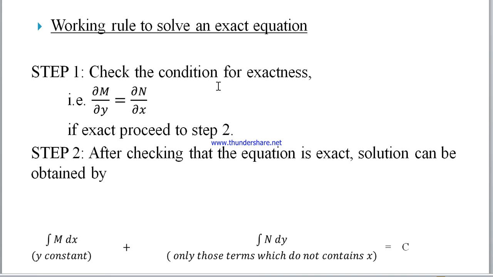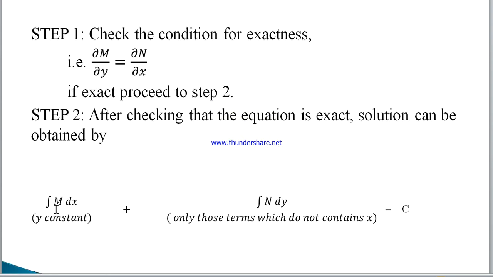Step 1, check the condition for exactness. First you have to write the M value and N value. Find ∂M/∂y and ∂N/∂x. You can check ∂M/∂y equal to ∂N/∂x. If this equation is satisfied, then go to the second step, the general solution, that is integral M dx plus integral N dy equal to c, with conditions.